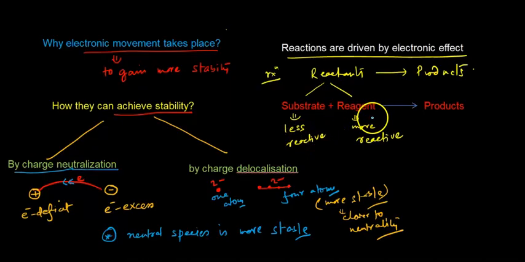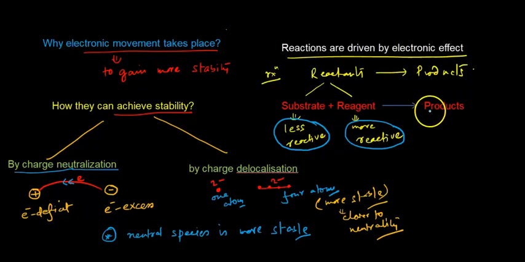The reactant which is more reactive is called the reagent, and the reactant which is less reactive is called the substrate. So my question is simple: who will attack whom during the reaction? Of course the more reactive species will attack the less reactive species. That means the reagent will attack the substrate, bond breaking and formation will take place, and you will get the product.